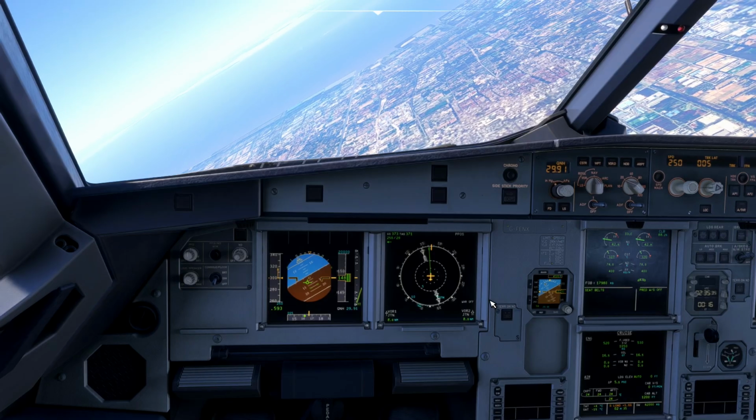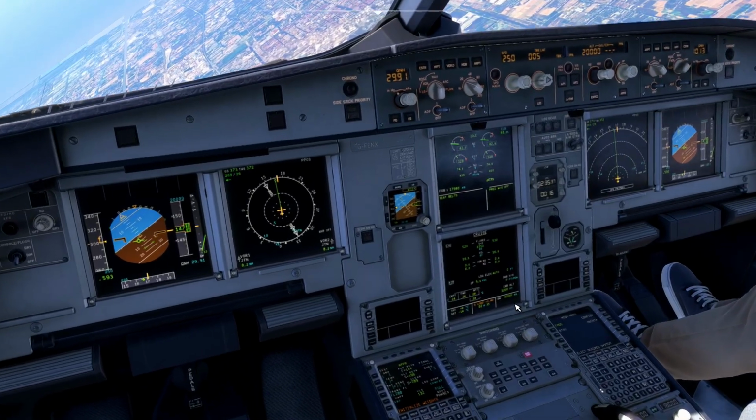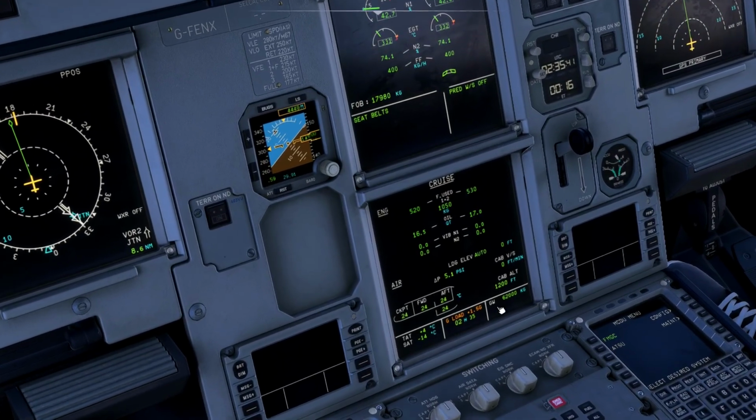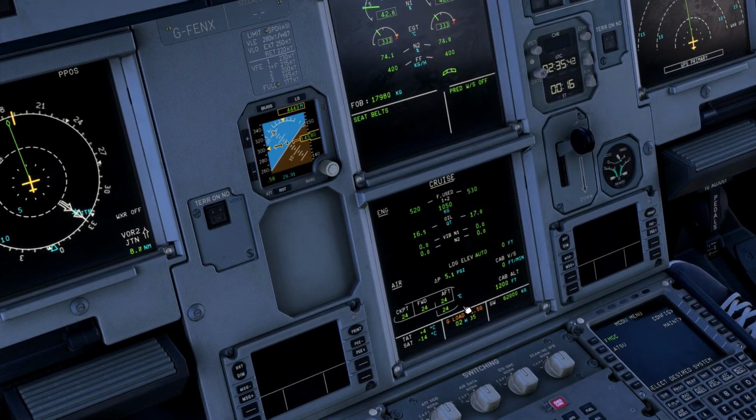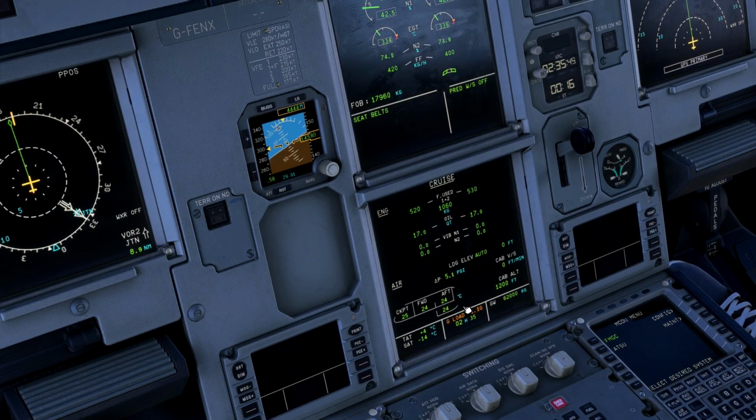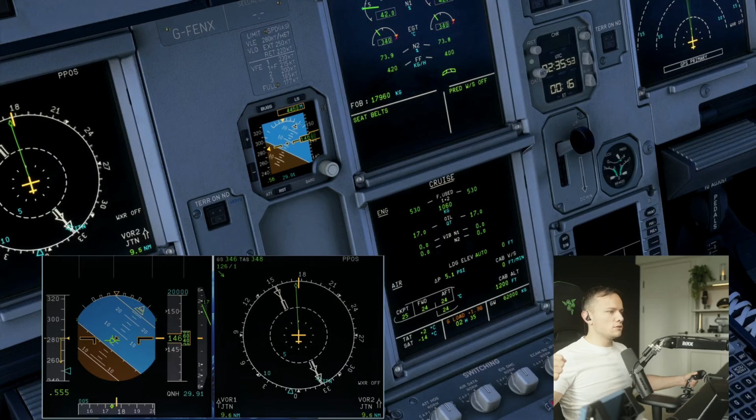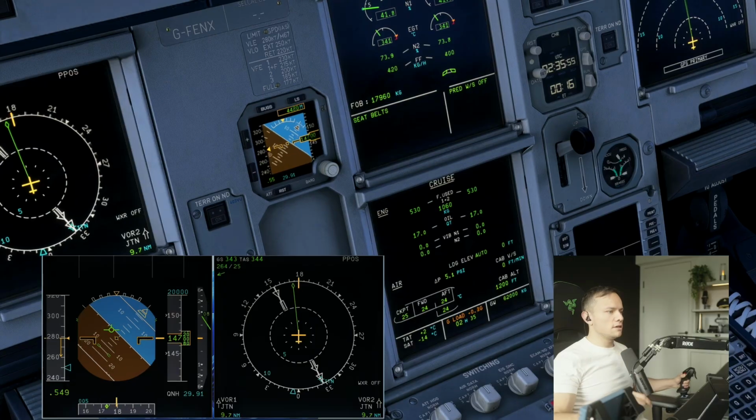The next and final is the G load factor. We can see it on the lower ECAM display. You can see here, it says G load 1.5. In clean configuration, 2.5 is the maximum that the aircraft is going to let me increase the G's to. Now I'm pulling some forces on the airplane, so this is displayed. Yeah, you can see it now.